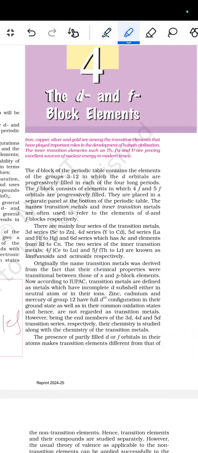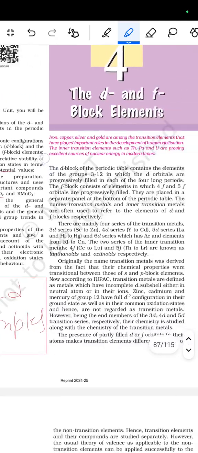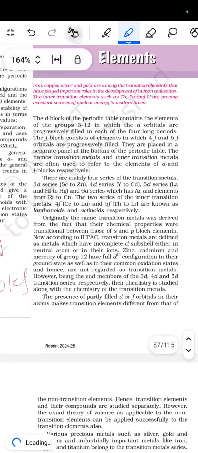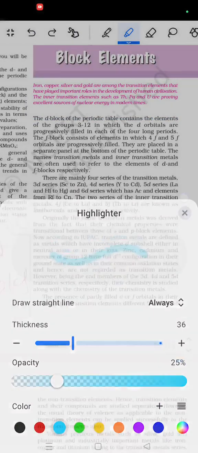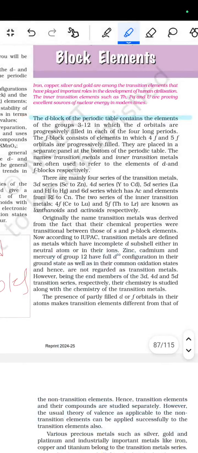इसमें अब इसका आंसर ही देखते हैं। तो यहाँ कहते हैं D block, इसमें आता है D block of the periodic table. The D block of the periodic table contains the elements of the group 3 to 12 in which the d orbitals are progressively filled in each of the four long periods. The F block consists of the elements in which the 4f and the 5f orbitals are progressively filled. They are placed in a separate panel at the bottom of the periodic table.